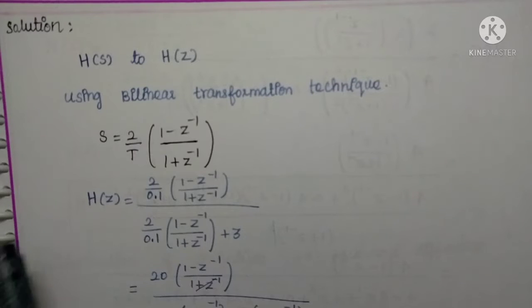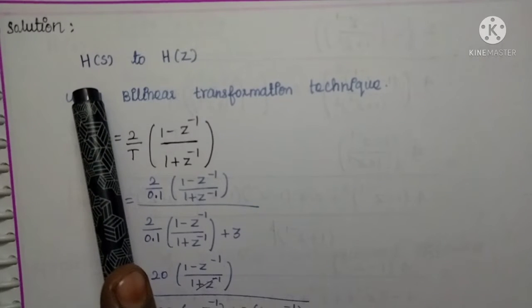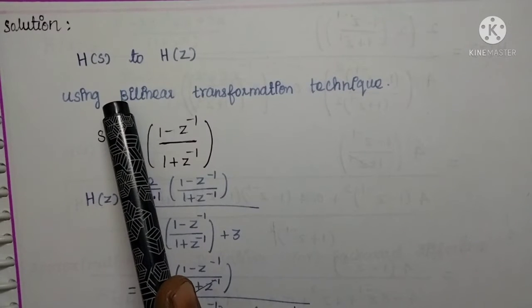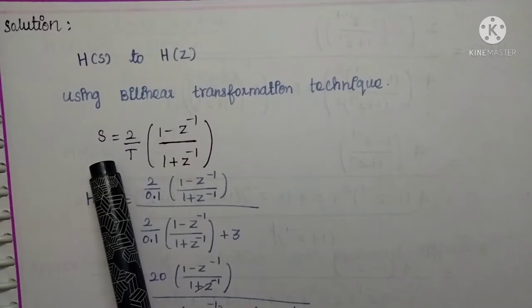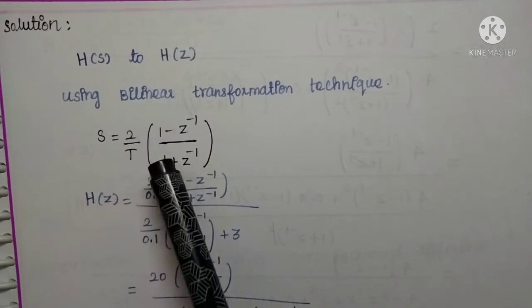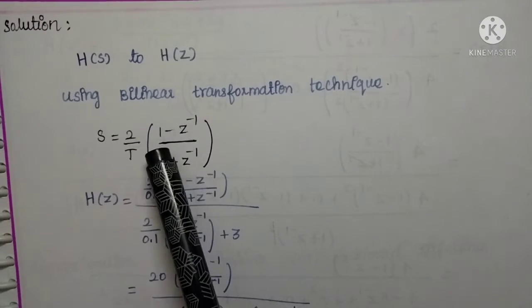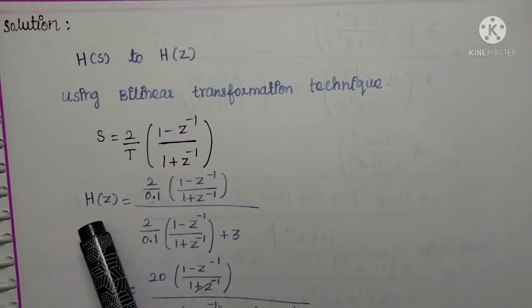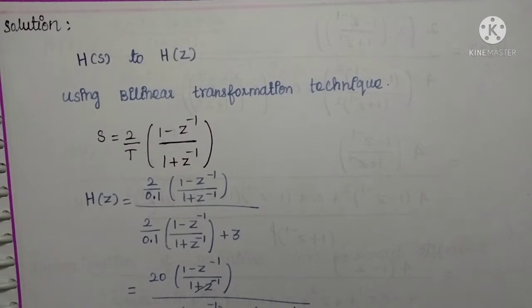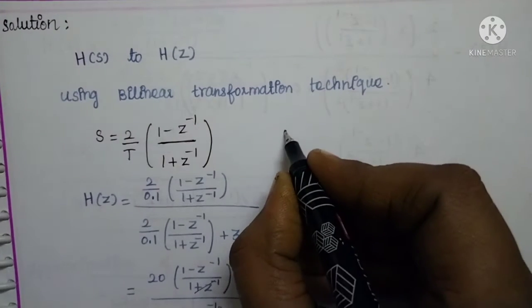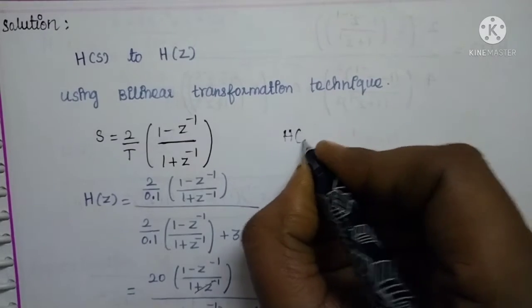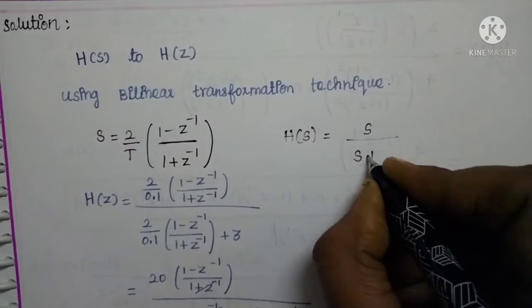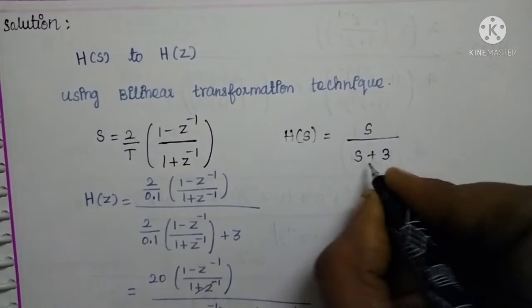So solution, H of S analog filter transfer function should be transformed to digital filter transfer function H of Z. Using the bilinear transformation technique, we have to use S is equal to 2 by T. In the place of S in the transfer function, we have to replace this term 2 by T into 1 minus Z inverse divided by 1 plus Z inverse. So as we know, H of Z is equal to, so we have the H of S is given as H of S is equal to S divided by S plus 3, right? S divided by S plus 3.